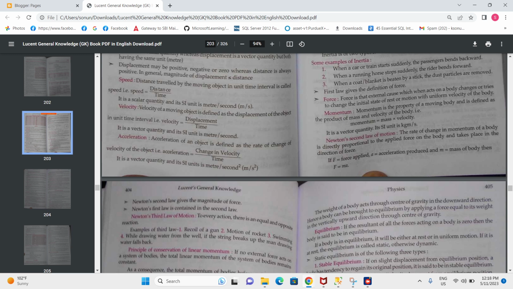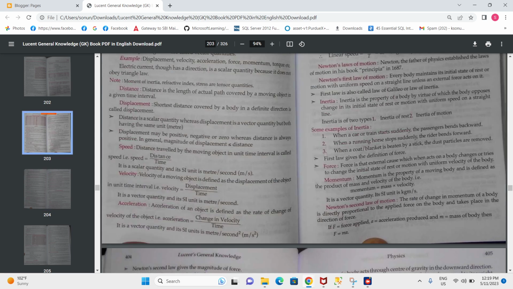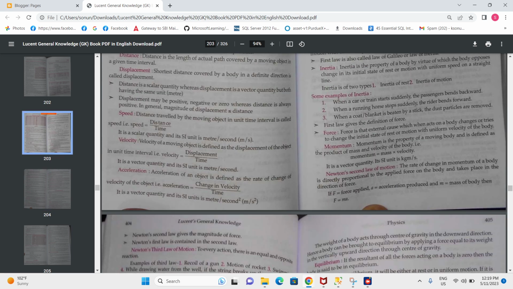Now, Newton's second law gives the magnitude of force, meaning F is equal to ma, and Newton's first law is contained in the second law. That is also a point, but still I want to revise one more time. Newton's first law gives the definition of force, and it is also called Galileo's law. Newton's second law gives the magnitude of force. Just remember these two different things because they may confuse you in the examination.